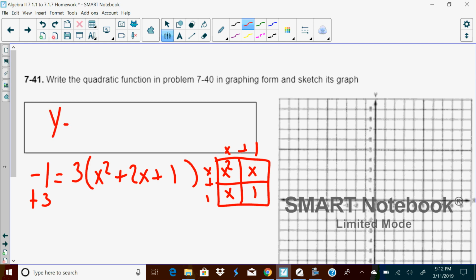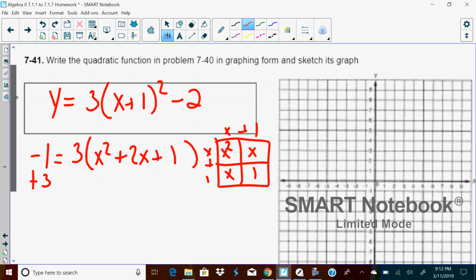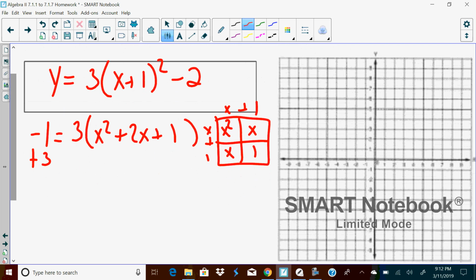So I'm going to get y equals 3 groups of x plus 1 squared and subtract 2. So my vertex is negative 1, negative 2. And then my y-intercept, I figured out from the last problem, was 0, 1. So I'd have 1 over here. So my parabola would look like that when it was graphed.